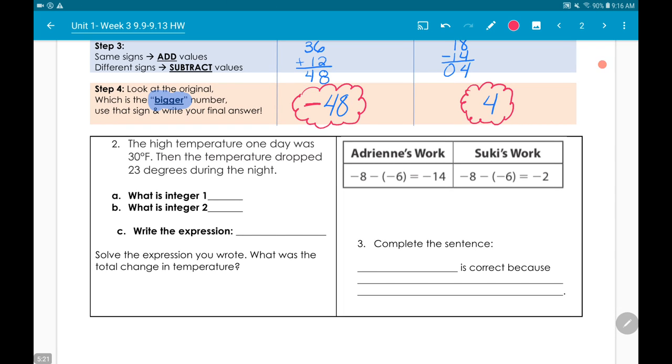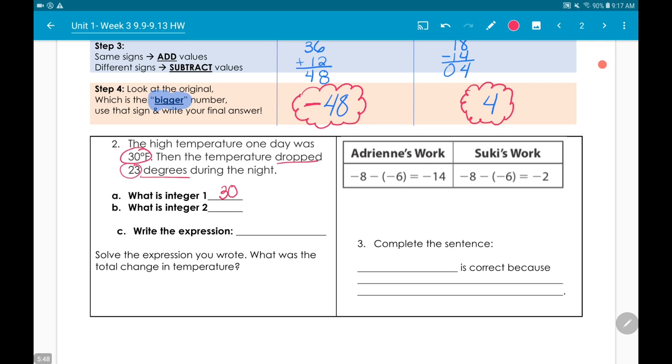All right, let's do our problems down here. The high temperature one day was 30 degrees. Then the temperature dropped 23 degrees during the night. What is the first integer? The first integer in the problem is 30, and is it positive or negative? It is positive because it just says it starts at 30. So that's where it starts.